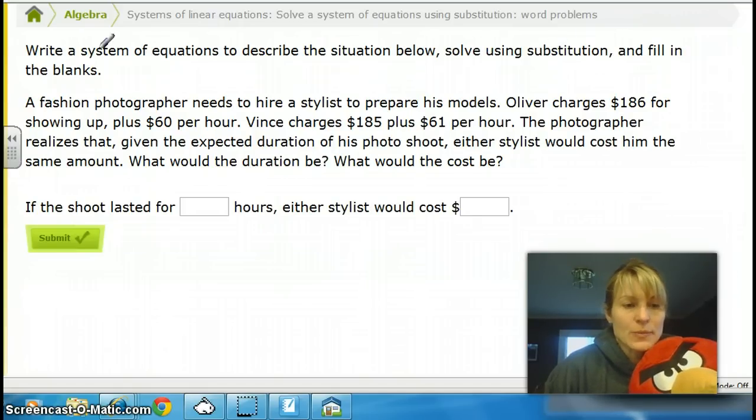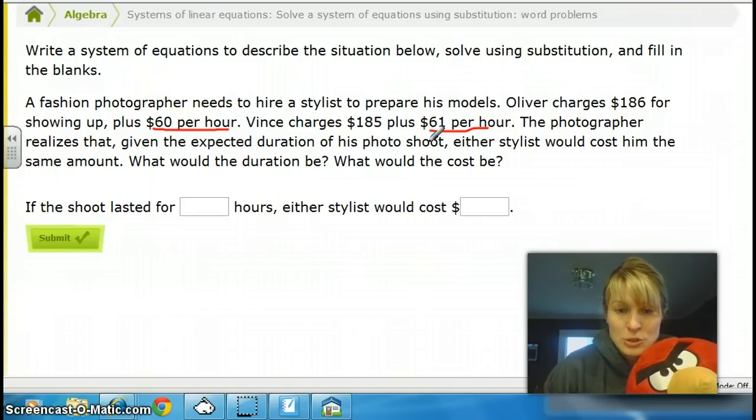If we look at this example, it says a fashion photographer needs to hire a stylist to prepare his models. Oliver charges $186 for showing up, plus $68 per hour. That should tell you per hour, that should tell you that's a slope. Vince charges $185 plus $61 per hour. Again, that should tell you a slope.